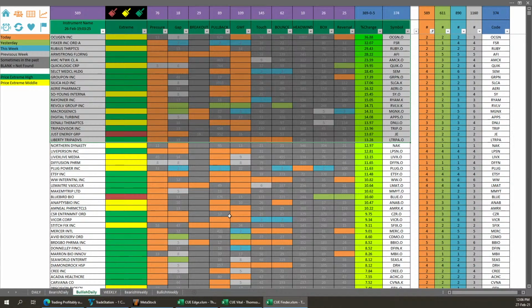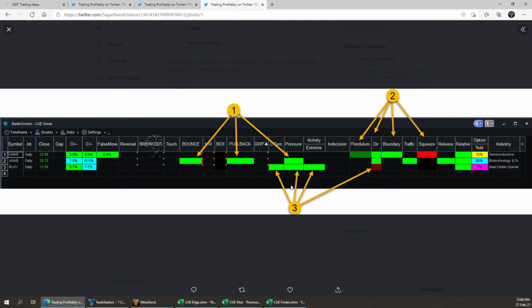Same Q signals and Q trade setups. And you will see from the tweet, there are many ways of using the sonar or finder, not something that you may be using every day. And I wanted to point that out.